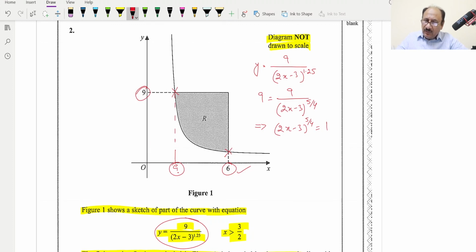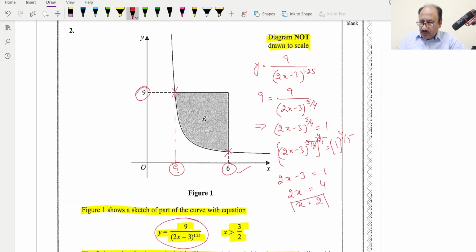Now we can take the power: (2x minus 3) raised to the power 5 by 4, and the whole raised to the power 4 over 5, is equal to 1 raised to the power 4 over 5. So these powers will be cancelled. So 2x minus 3 is equal to 1 raised to 4 by 5, which will be 1. So 2x is equal to 4, x is equal to 2. So we got this one, the x is equal to 2 value.